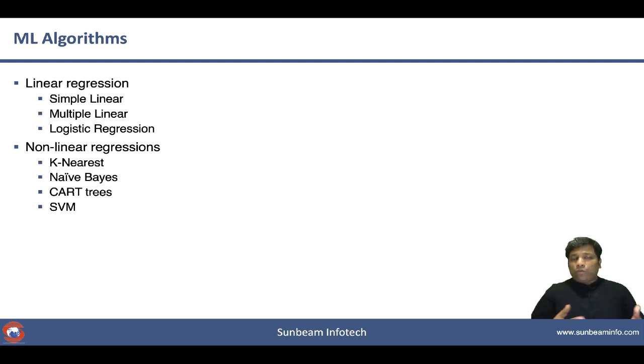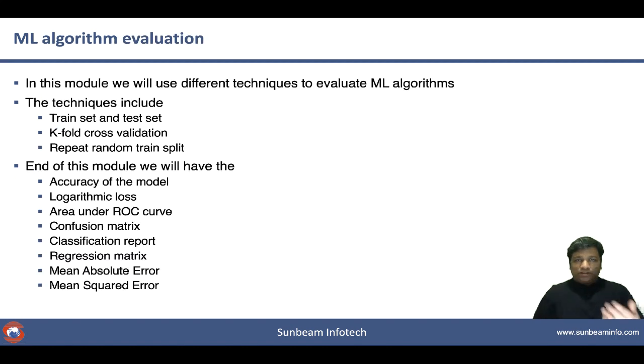But how would we choose one algorithm over the other? That will be decided by using the next module, where we'll evaluate the model by using different techniques like the train test split, maybe the k-fold cross validation, maybe a repeated random test train split, and stuff like that. Now once we start getting the evaluation metrics, we'll start getting the accuracy, logarithmic loss, area under ROC curve, confusion matrix, classification report, regression metrics, mean square error, and mean absolute error. With these criteria, we are going to understand how well our model is behaving. What is the accuracy of your model? And based on that, we can decide whether to go with this model or whether to improve the model.